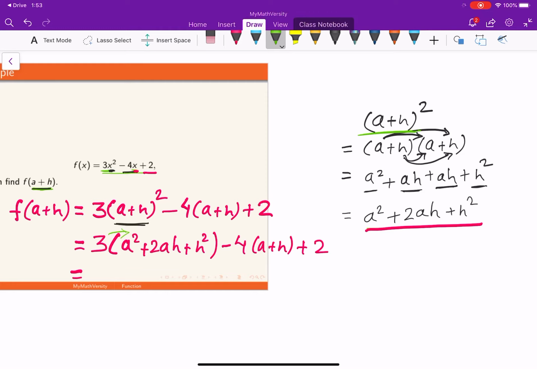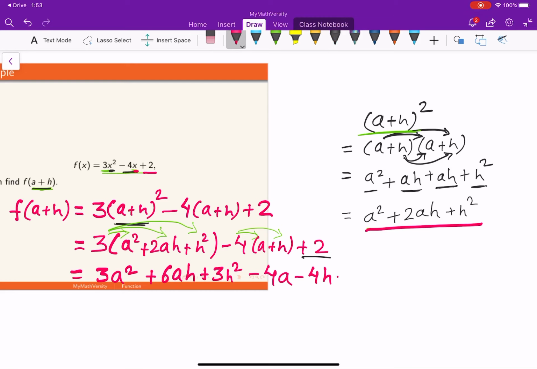Now let's do one other thing, that is we can distribute by 3. So 3 times a squared will be 3a squared, right? And then we have 3 times 2ah, so 3 times 2 is 6, so we have 6 times a times h, right? And what is 3 times h squared? Well, 3h squared, right? Okay, so let's write that down. And in the same way, you can see here negative 4 times a will be negative 4a, and negative 4 times h will be negative 4h. And then we just have the last term here, positive 2, so let's just write that down as it is.